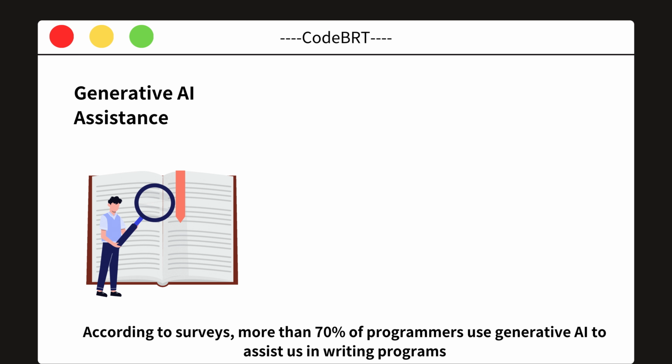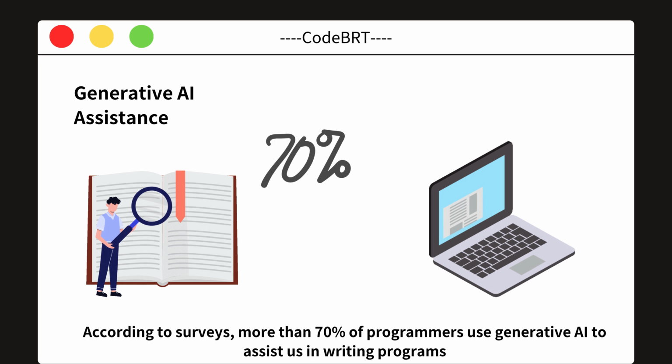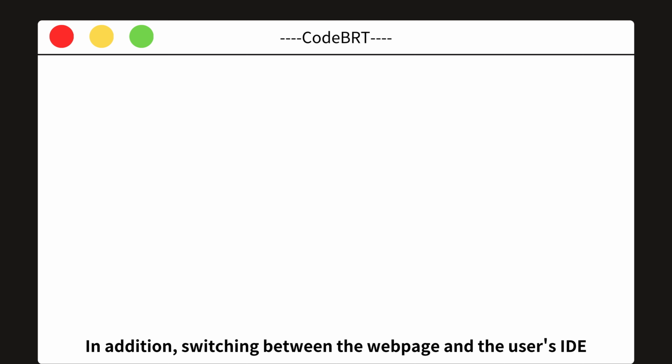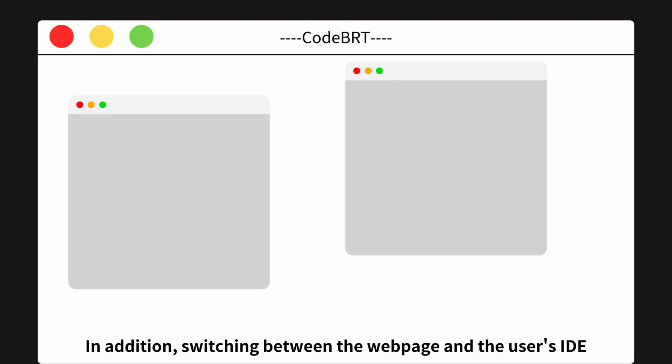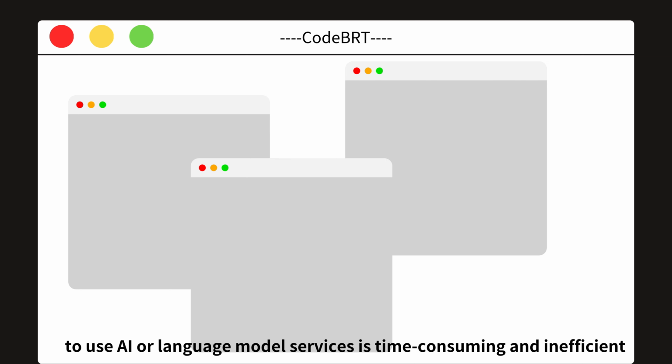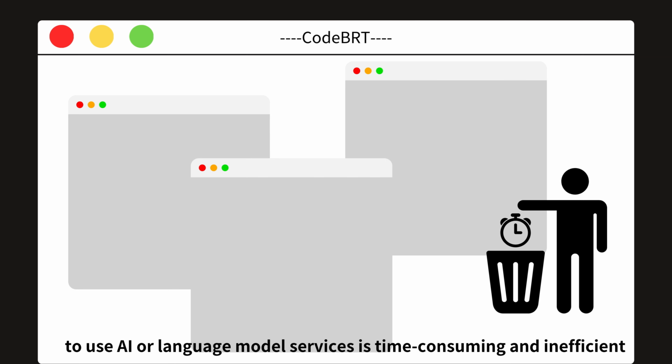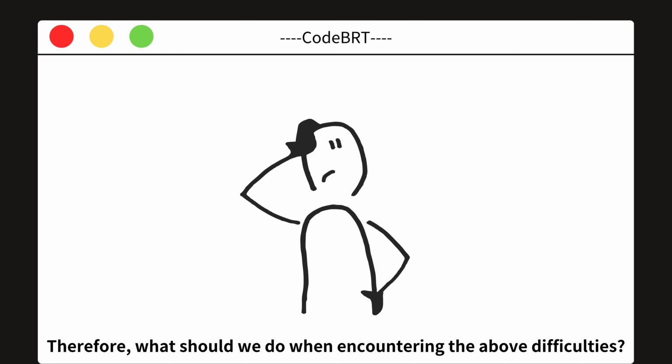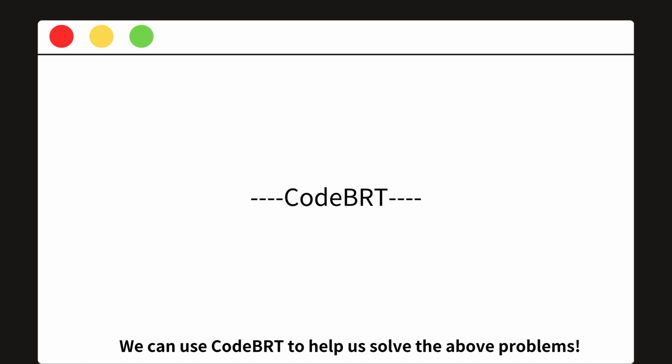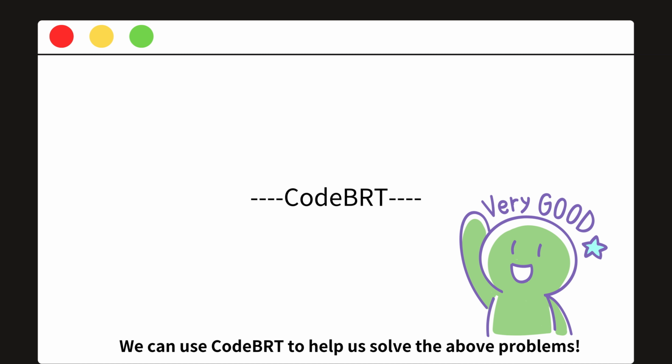According to surveys, more than 70% of programmers use generative AI to assist them in writing programs. In addition, switching between the web page and the user's IDE to use AI or language model services is time-consuming and inefficient. Therefore, what should we do when encountering the above difficulties? We can use CodeBRT to help us solve the above problems.